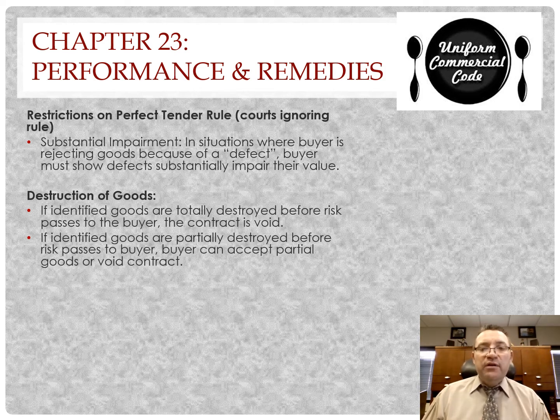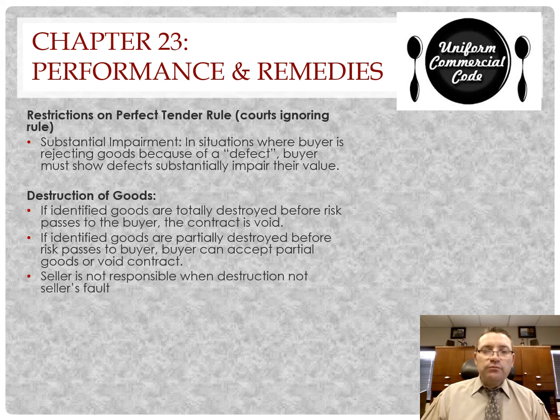If identified goods are partially destroyed before risk passes to the buyer, again, the buyer can accept those partial goods, or they can void out that contract. Basically, it's voidable by the buyer. The buyer can say, I'm going to buy these. It could be at a discount value or whatever. Don't get me wrong, they're not buying exactly what was contracted, but they can say, yeah, I'll take these even though there's some partial destruction of those items. The seller is not responsible when the destruction was not the seller's fault.